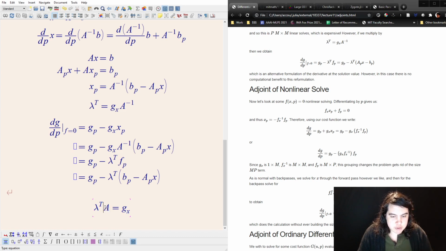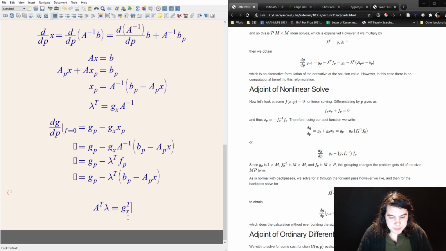And so when the pullback gives you something, you solve the linear system for lambda transpose. Let's transpose both sides here. If I transpose both sides, this transpose goes away, here's a transpose, here's a transpose, and when I do a transpose, I flip. Here's another Ax equals b problem.